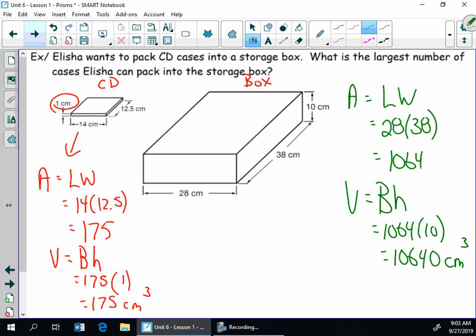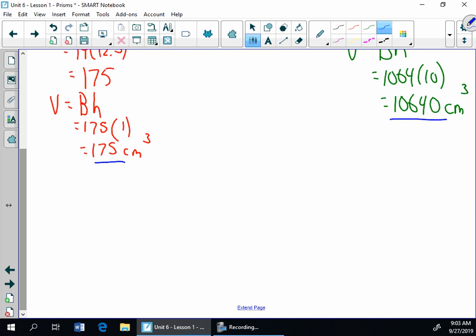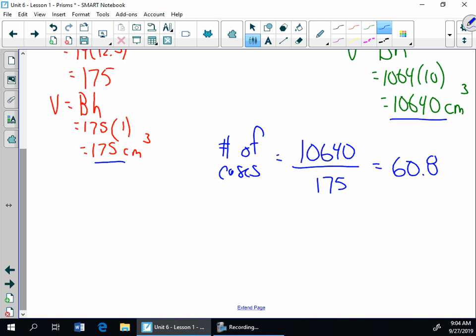So how do I figure out the number of cases that fit? Well, I've got to figure out how many times this goes into this. How do I figure that out? Well, I've got to divide a big shape into small shapes. Key word there, divide. The number of cases will be 10,640 divided by 175. Big shapes into small shapes, so we always divide. Now when we do that, we get 60.8, which is an interesting number.